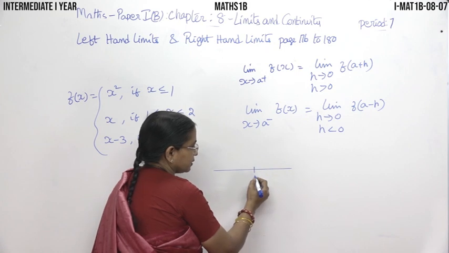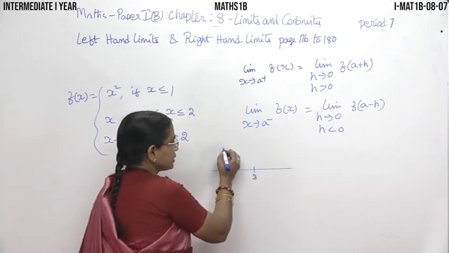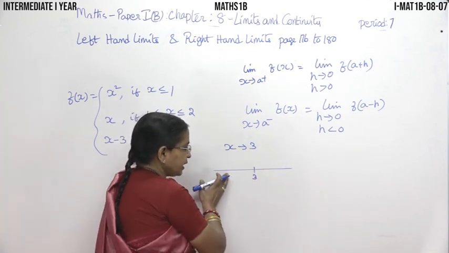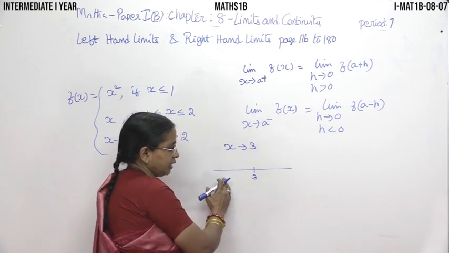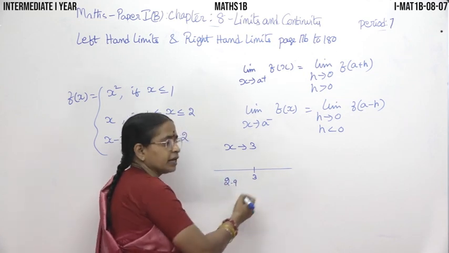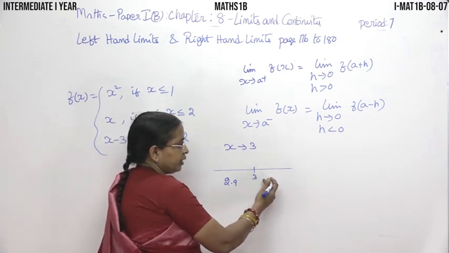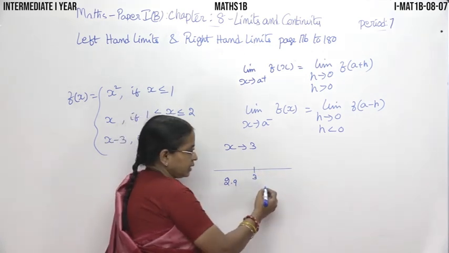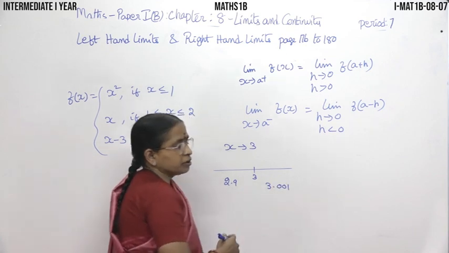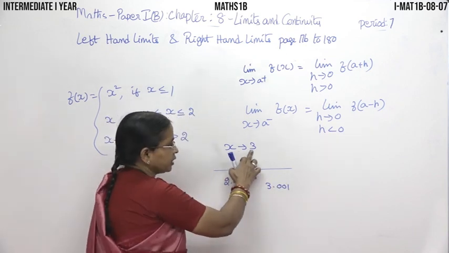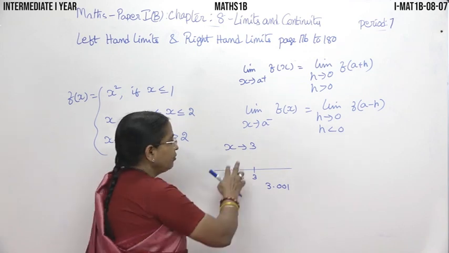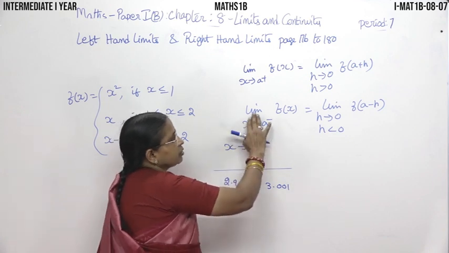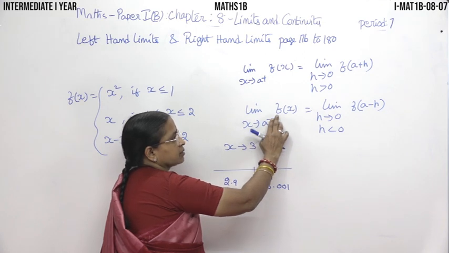Like I explained this, suppose you have the number 3. Suppose x is tending to 3, then left side values are the values less than 3. That means 2.9, 2.99, like that. Right side values of 3 are the numbers which are very near to 3 but greater than 3. That is like 3.001, like that. So x tending to 3 means x is approaching 3 from left side values, from values less than 3. So that is denoted by limit x tending to 3 minus of f of x.